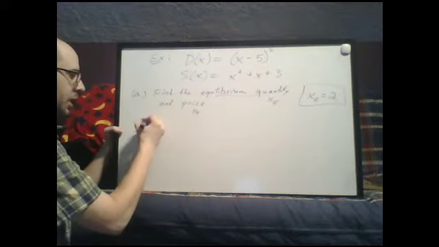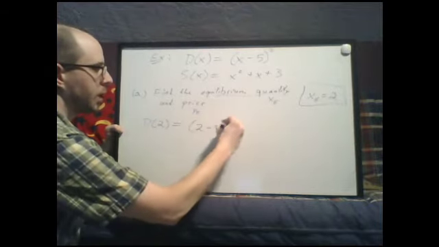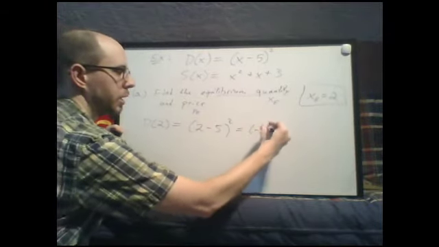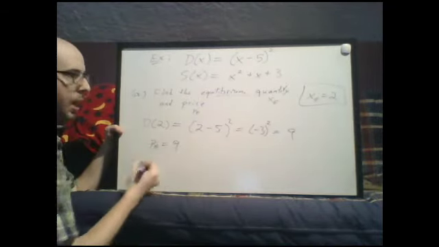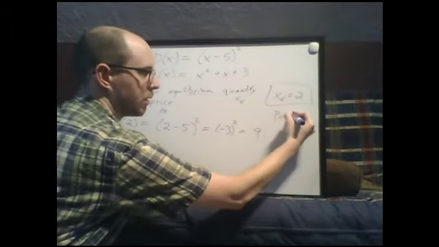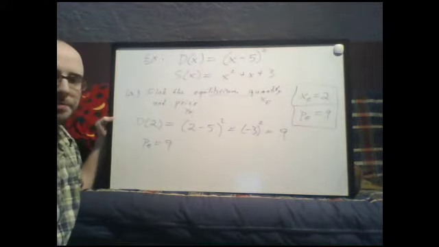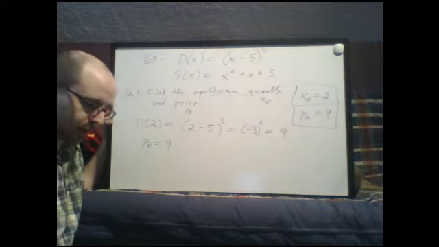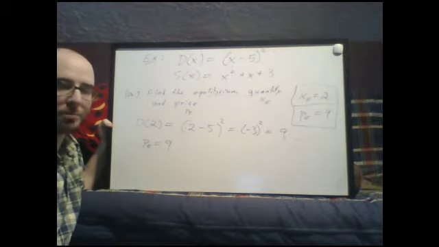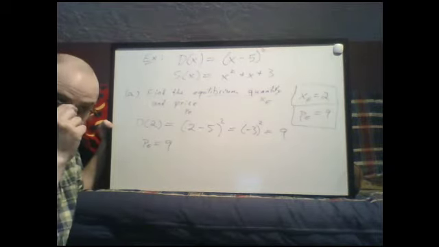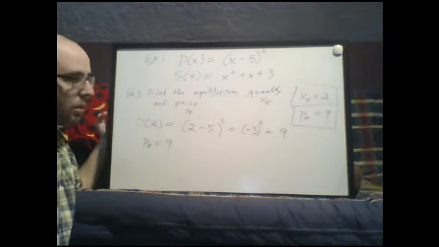So let me just plug it into D. D of 2 is going to be 2 minus 5 squared. That's negative 3 squared. That's positive 9. So P sub E is 9. Let me write that over here. And by the way, our equilibrium quantity and price should always be positive numbers. It won't make sense to have a negative quantity, and it won't make sense to have a negative price for any real world economics situation.